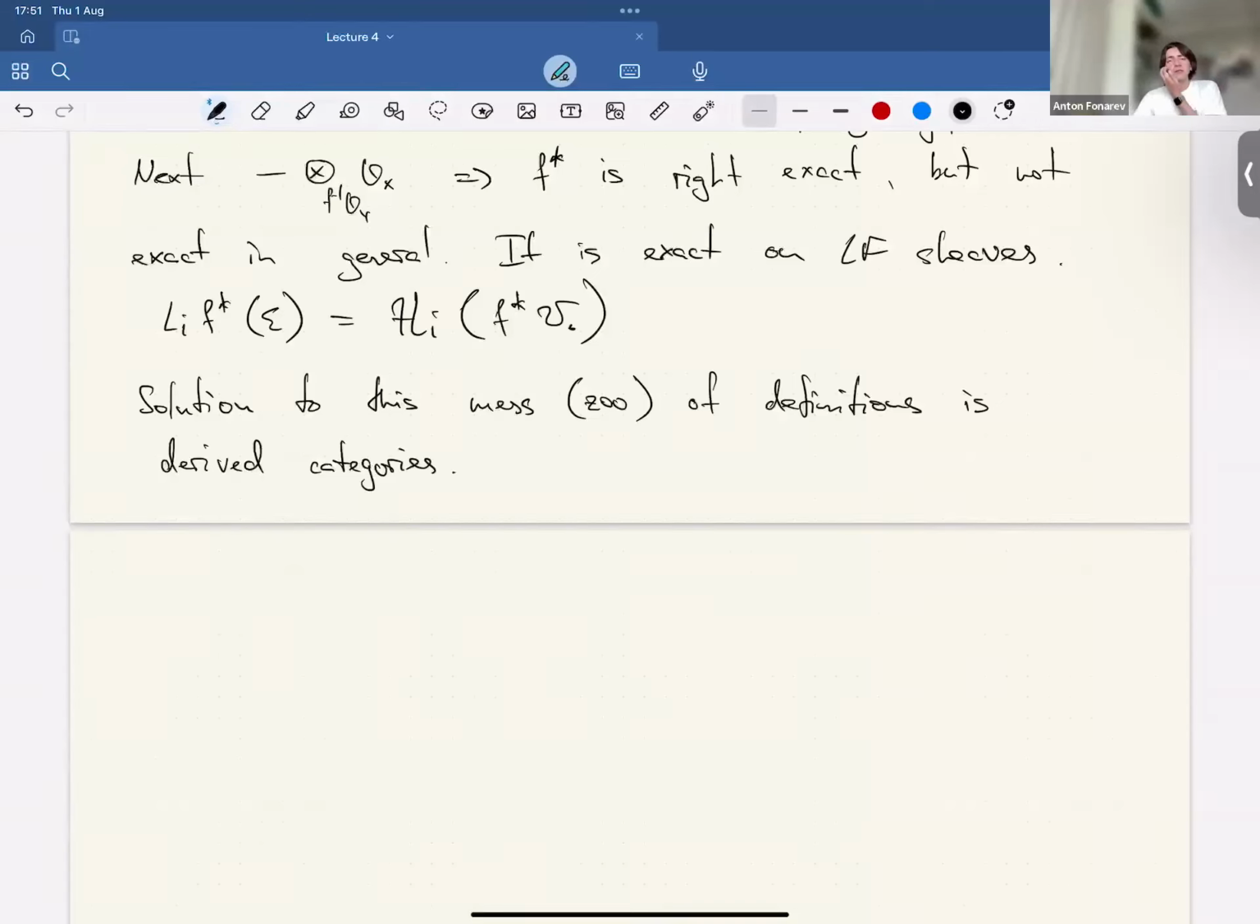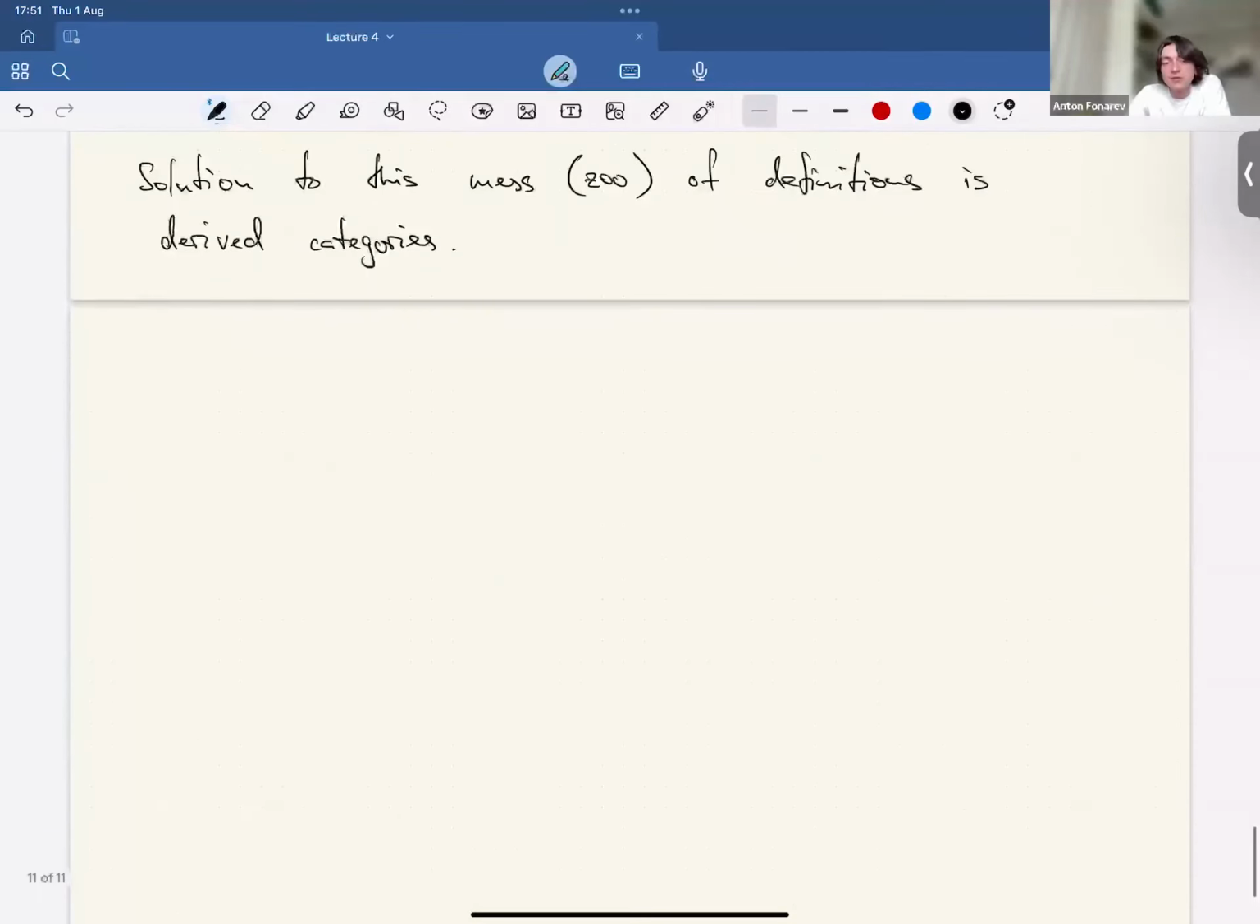So what are these derived categories? Well, derived categories are actually very, very easy to understand if you start with commutative algebra. Part 3, derived categories.